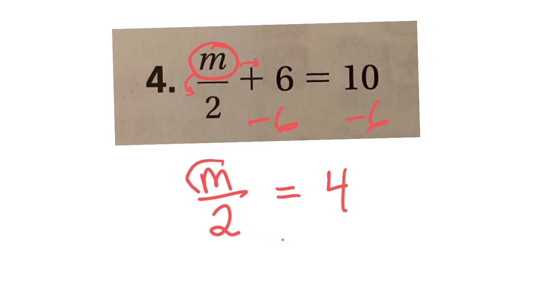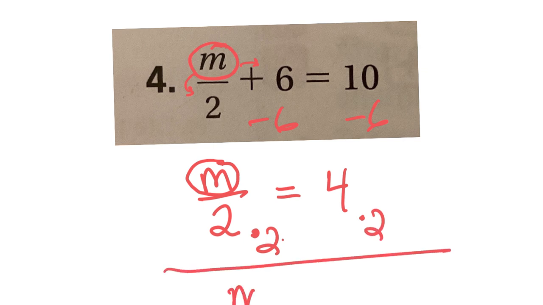All right, now the m no longer is being added by 6. It's only being divided by 2. So let's multiply it by 2 because that's the opposite of division. So that's going to get me m equals 8. All right, let's check it out. 8 over 2 plus 6. 8 over 2 is 4. 4 plus 6 is 10. Perfect. Checks out.